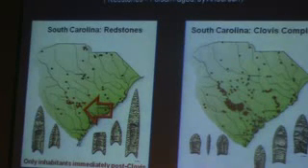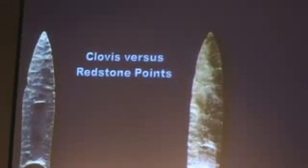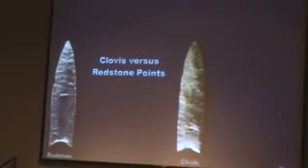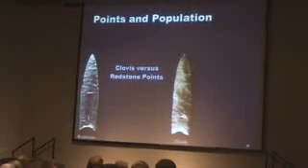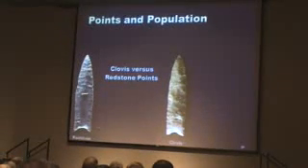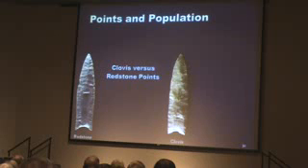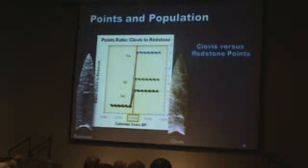So, and these were the only known inhabitants post-Clovis. And here's the 2 points that you can see. The redstone has a longer flute, usually half or 2/3 of the way. Clovis are usually shorter, but other than that, they look pretty similar. But they're very different. Anybody who knows how to make points knows that the same technology did not make those 2 points. Let's take a quick look at what happened to the people in Virginia, South Carolina, and North Carolina.